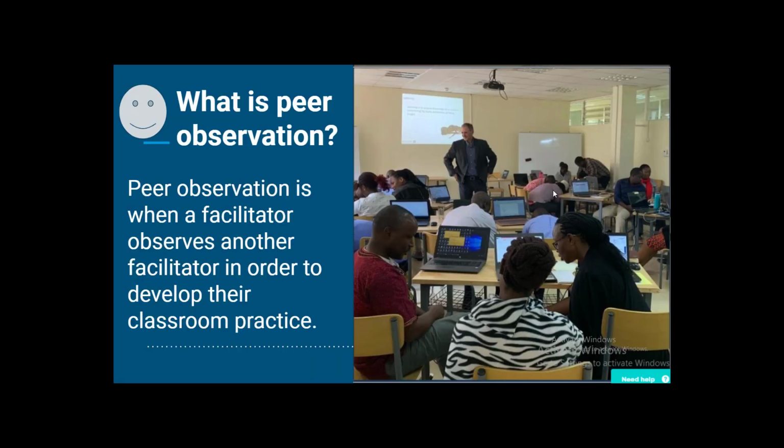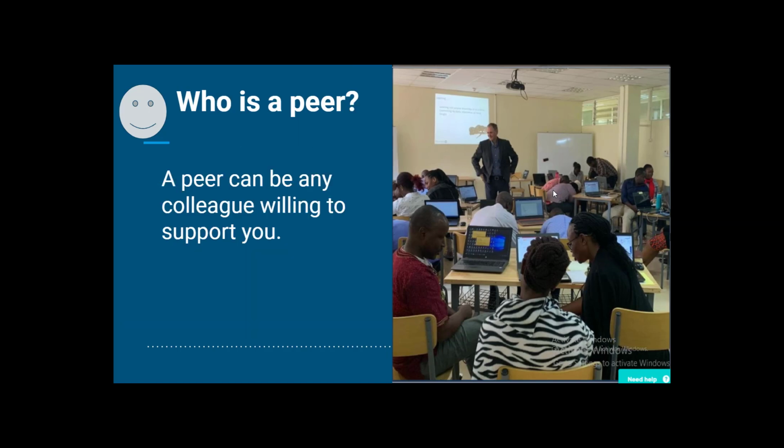First of all, peer observation is when a facilitator observes another facilitator in order to develop their classroom practice. When a teacher observes another teacher with the sole purpose of improving instruction, we call it peer observation. The other important question we need to answer is, who is a peer? A peer can be any colleague willing to support you.